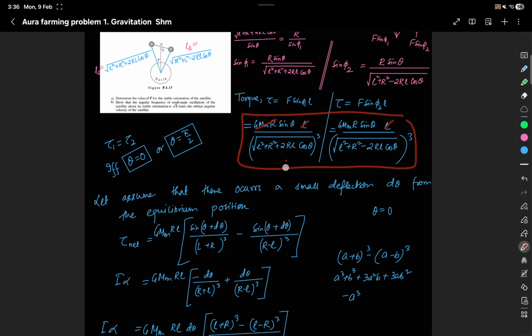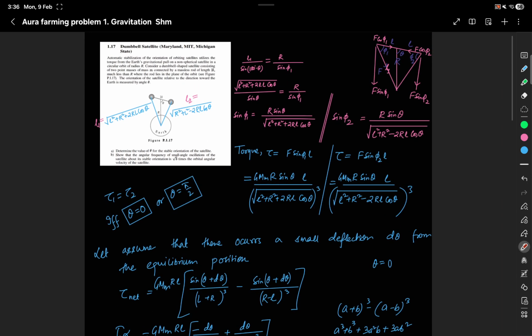So this will be equal only when you can clearly see that this value of theta is 0, because sine 0 will be 0, or pi, or this one will be pi by 2. So theta should be 0 or pi by 2. If it becomes 0, then the orientation will be like this one, and if it becomes pi by 2, then this orientation will be this one.